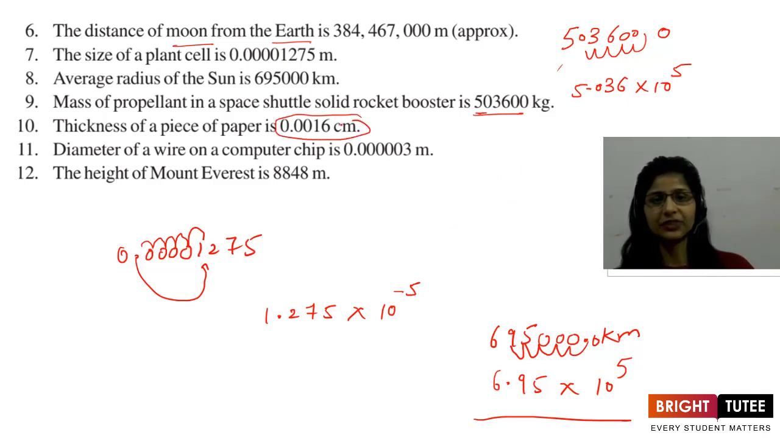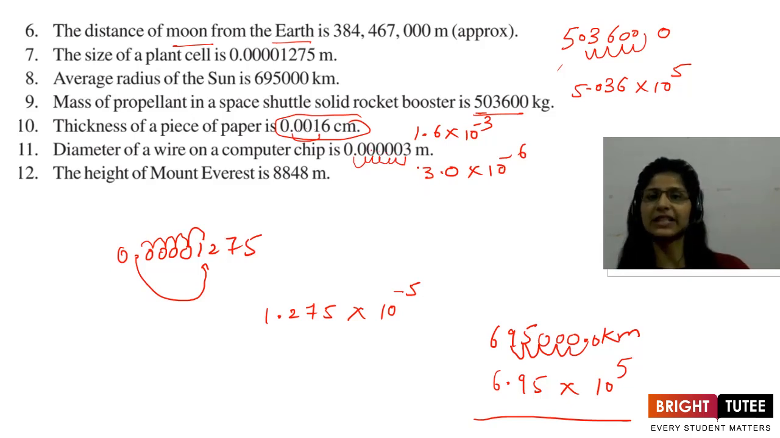Now here we have to move towards right after 1. So how many places? 1, 2, 3. So 1.6 into 10 to the power minus 3. Clear? The next one again move after 3. 1, 2, 3, 4, 5, 6. So 3.0 into 10 to the power minus 6. 1, 2, 3, 4, 5, 6 places we are moving.